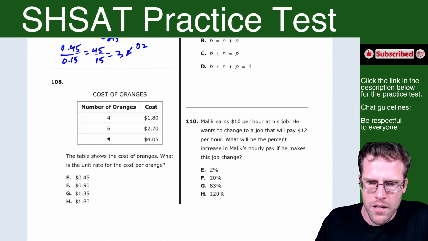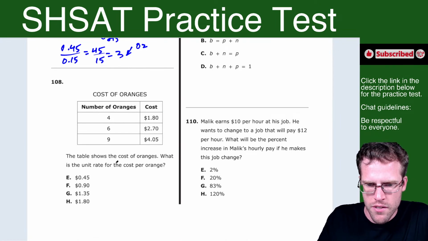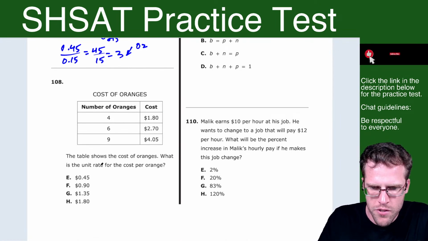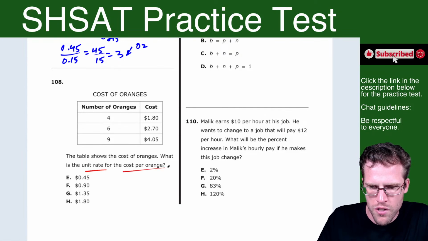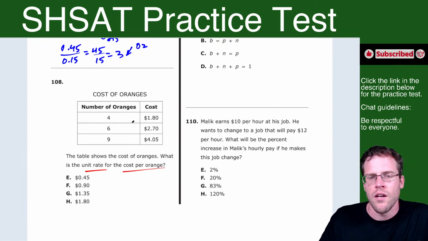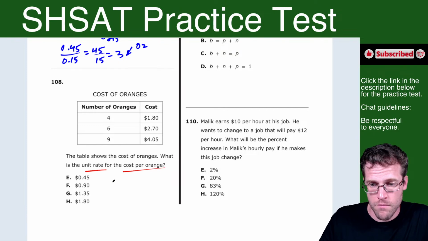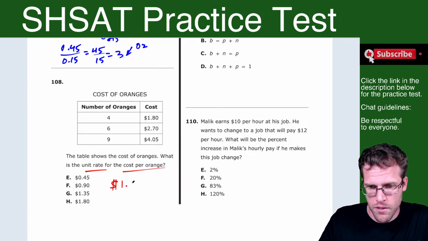108, the cost, the number of oranges and the cost. The table shows the cost of oranges. What is the unit rate for the cost per orange? So that's how many for 1. So take any one of these and just divide, but I would take the smaller number.